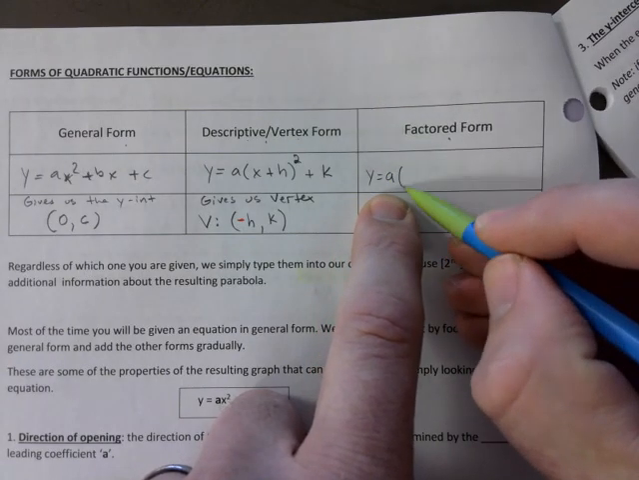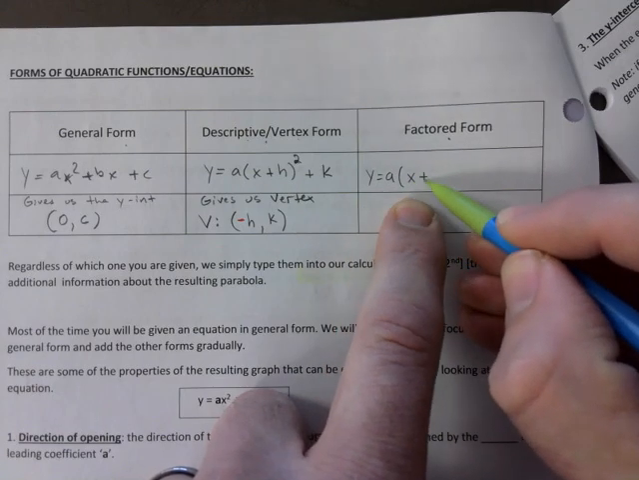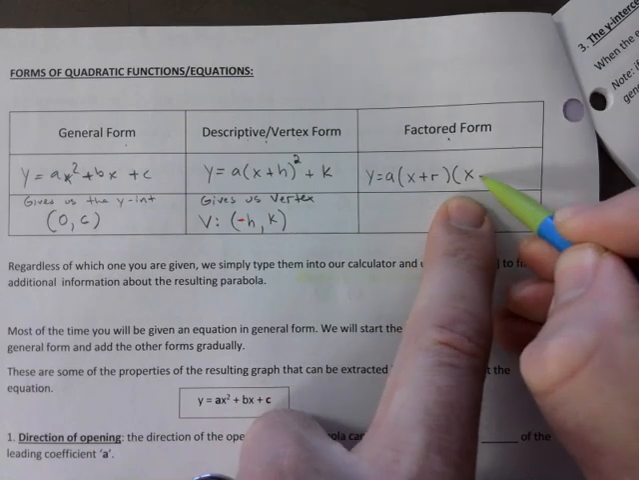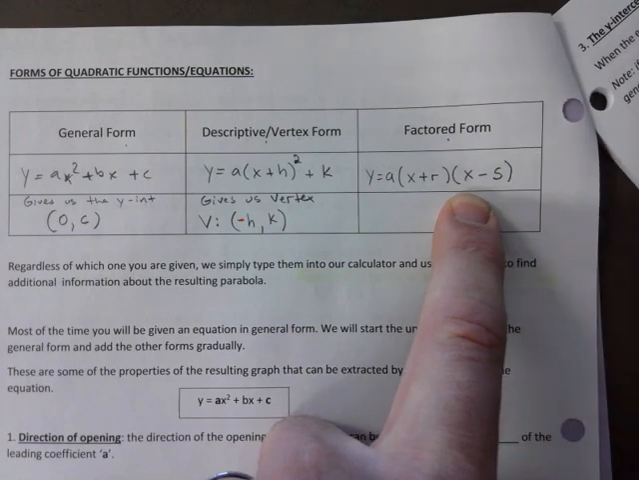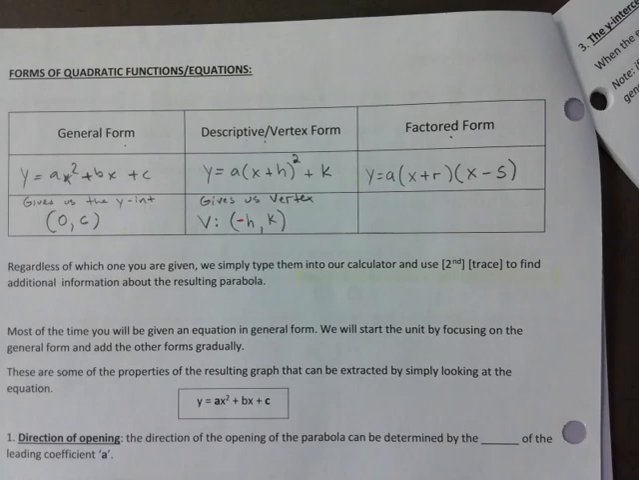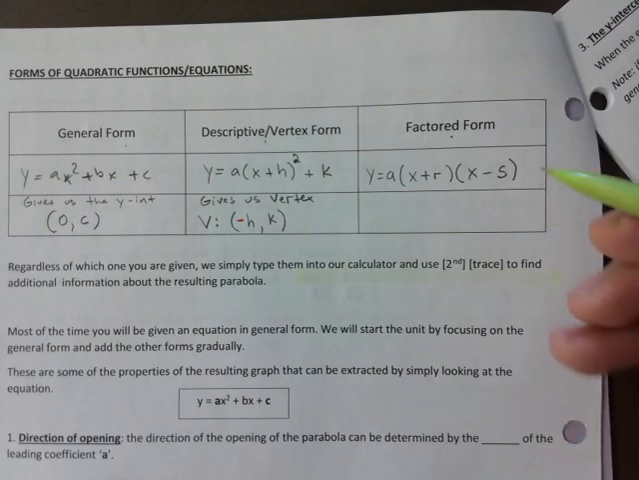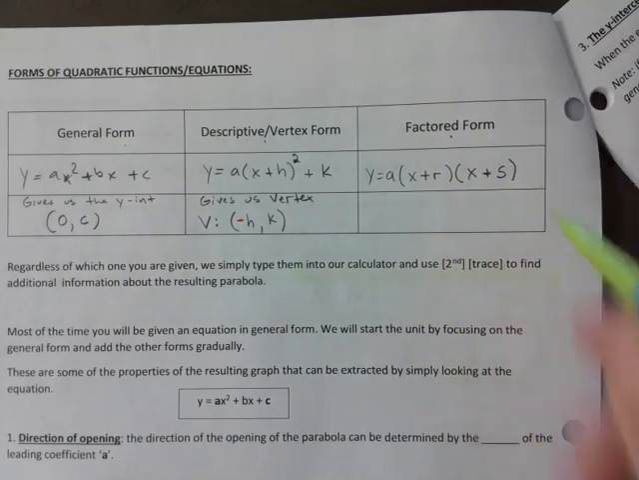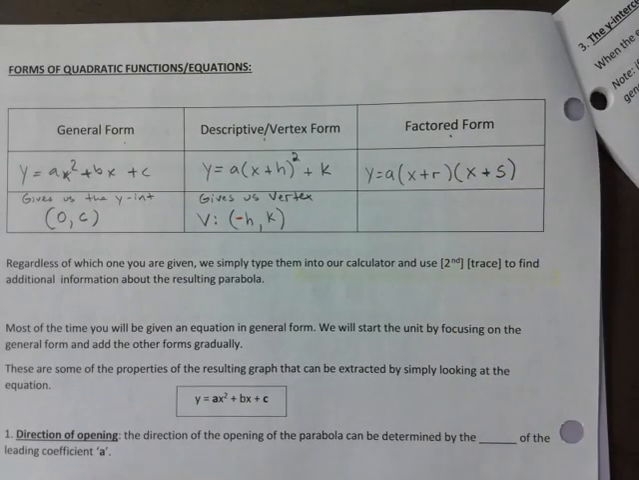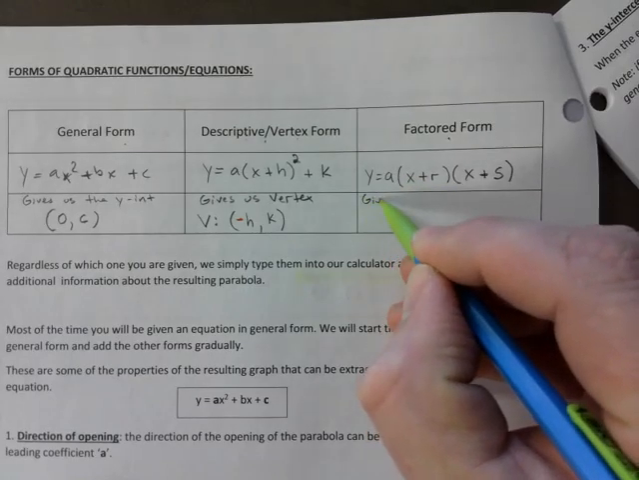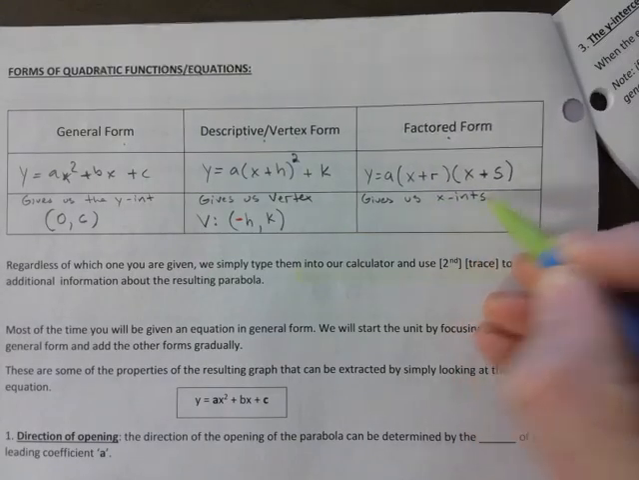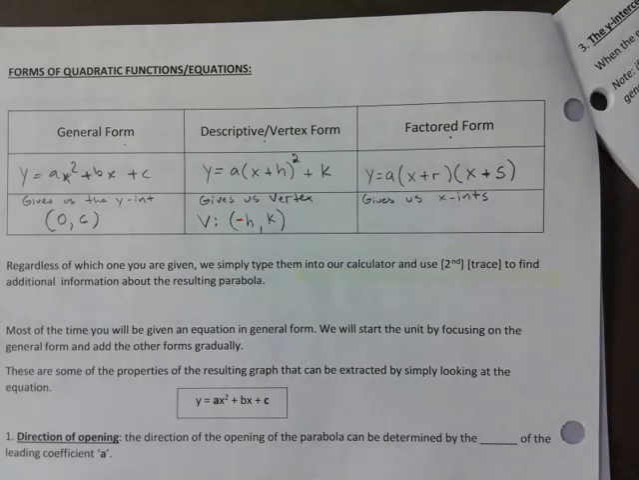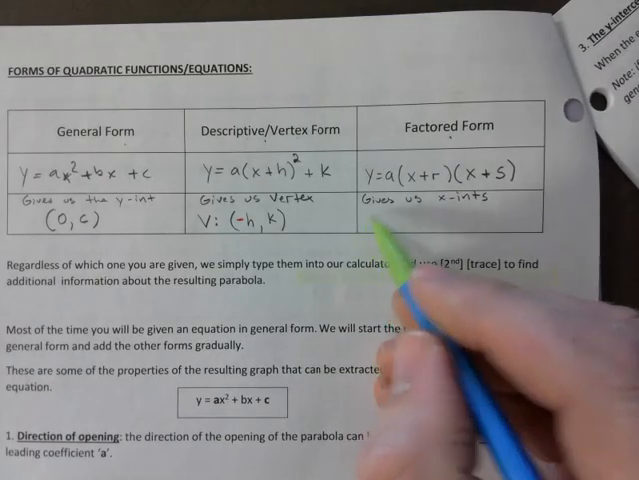Factored form looks like this. For some reason, it's x and s, what most textbooks use. Sorry, I don't know why I did minus there. Should be plus. In general, it looks like that. And this one gives us the x-intercepts. Do you know what an x-intercept is? It's where the line crosses the x-axis. Okay? So in this case, there would be 2.